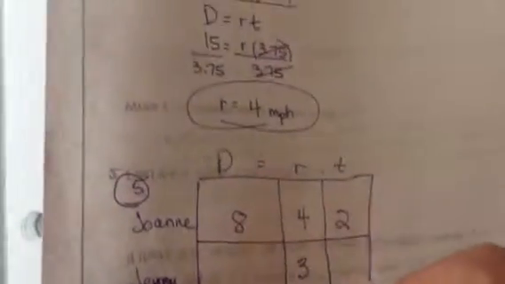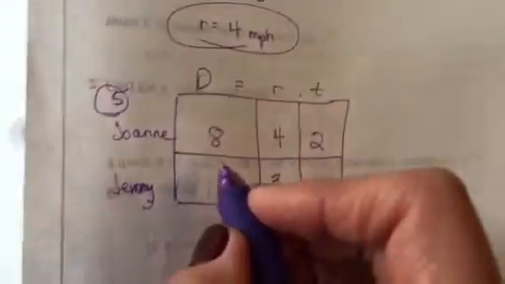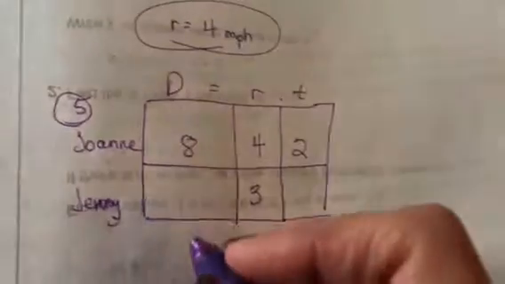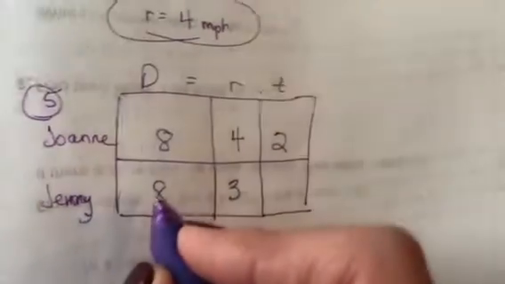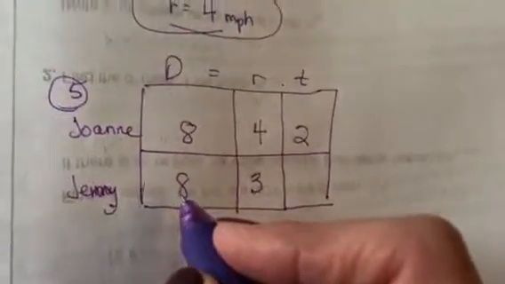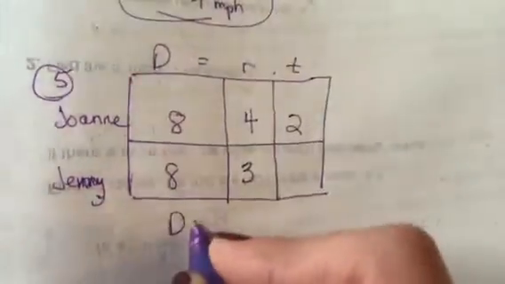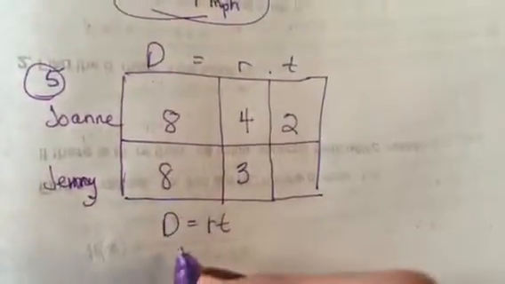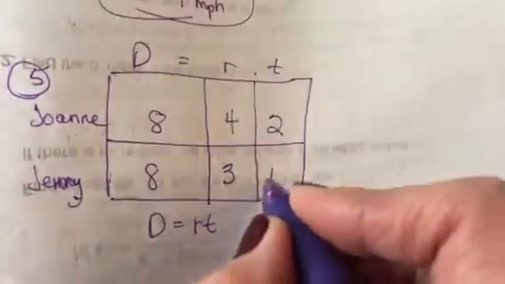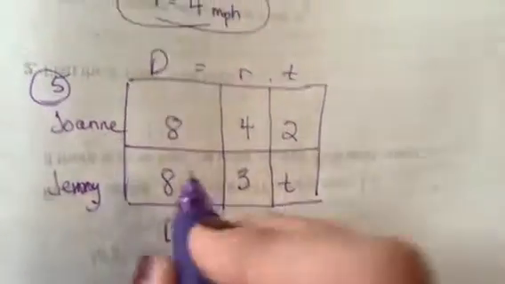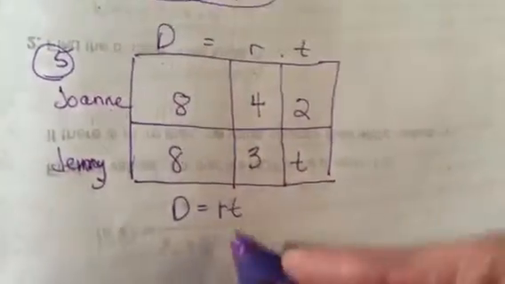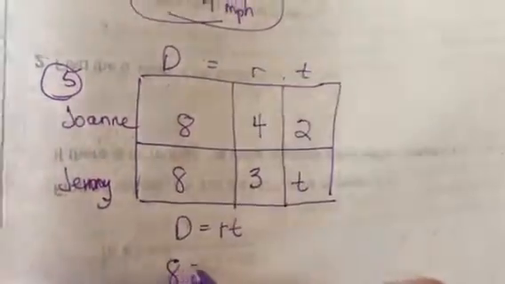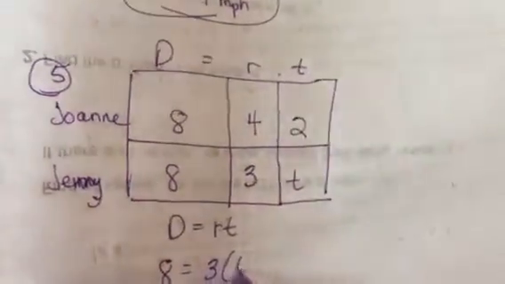How long did it take Jenny to make the trip? Well, they're both going to the park, so this distance should be the same, and that's what you need to realize right here. So again, distance equals rate times time. I don't know the time. That's what it's asking me. How far away is the park? We already answered that. But how long did it take Jenny to make the trip? Well, the distance was 8. She was going 3 miles per hour.